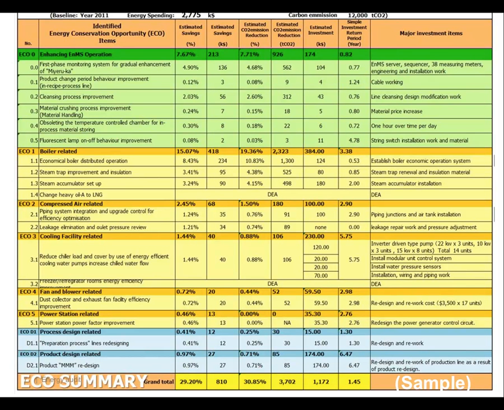And this is a typical summary table of ECOs resulting from walkthrough energy audits, operational reviews and energy monitoring investigations, all of which were conducted as part of an energy review.